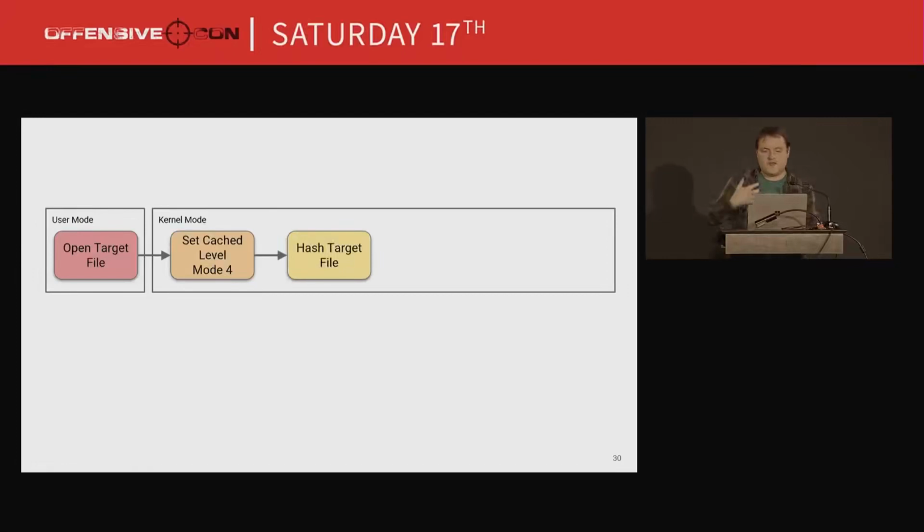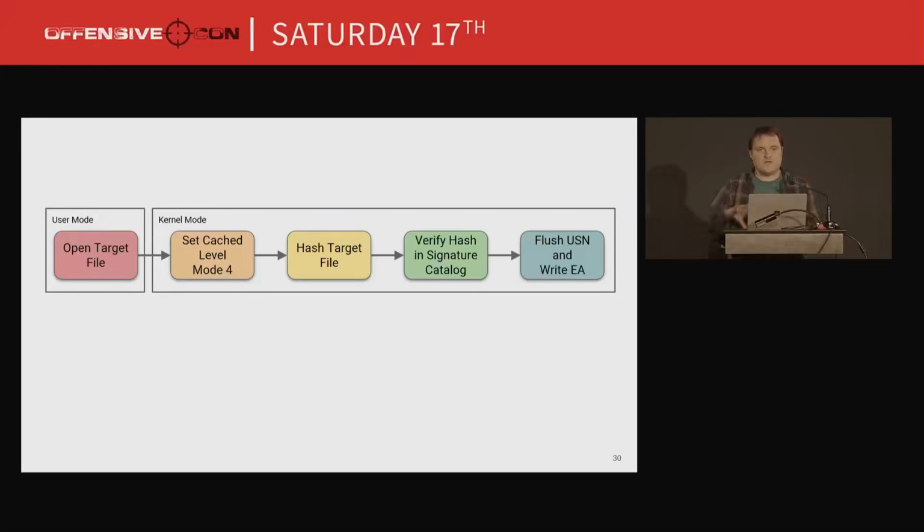Obviously the kernel then has to hash the target file and produce a SHA-1 or SHA-256 hash of it. It then has to find the catalog which corresponds to that hash and verify it. And finally, if the verification is successful, it makes sure that there are no pending writes to the file, flushes the USN change journal, and then writes the extended attribute. From then on, you can no longer modify the file.